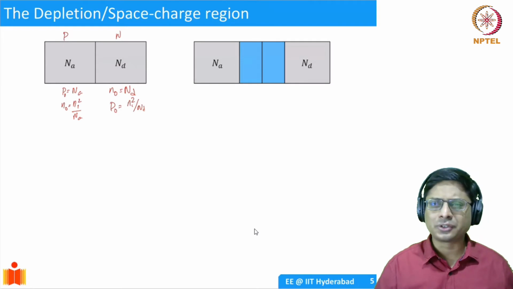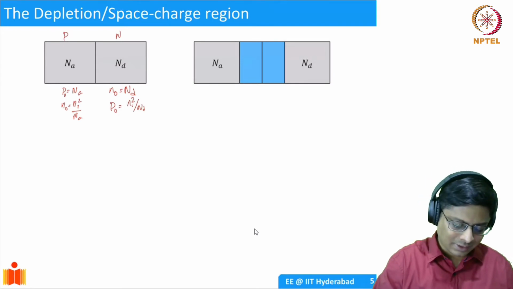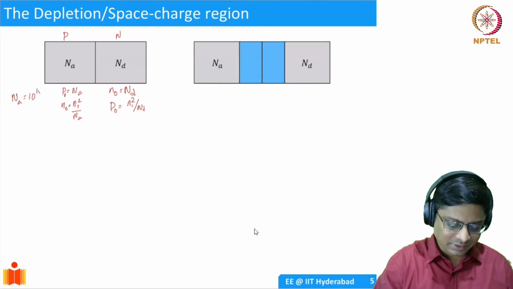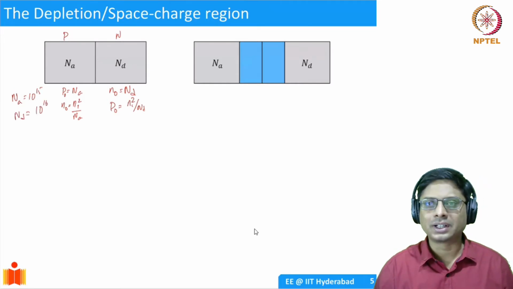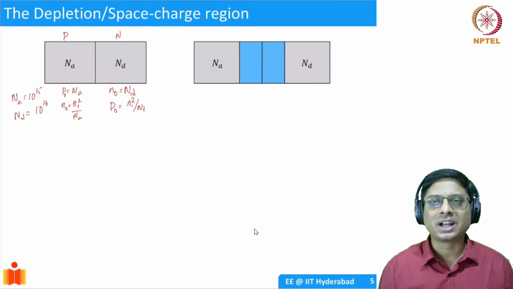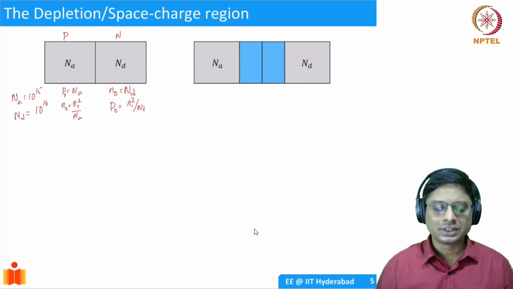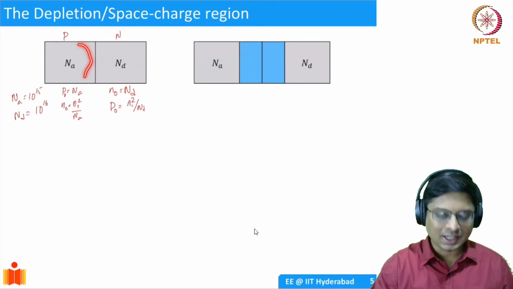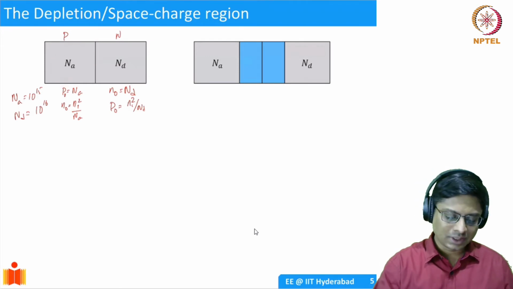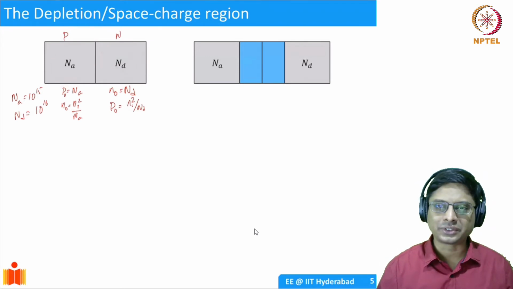So let's assume that we have doping concentrations in the range of 10 to the power 15 or so. Let's say Na is equal to 10 to the power 15 and Nd is equal to 10 to the power 16, just for example. Okay, these are typical ranges. What would happen? What do you expect? So the P region has an excess of holes, while the N region has an excess of electrons.